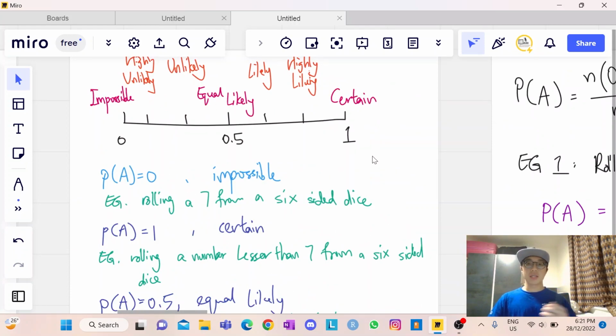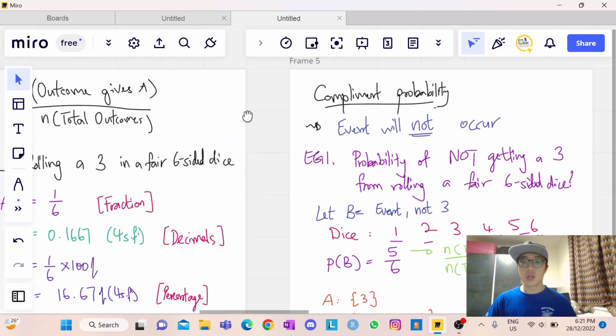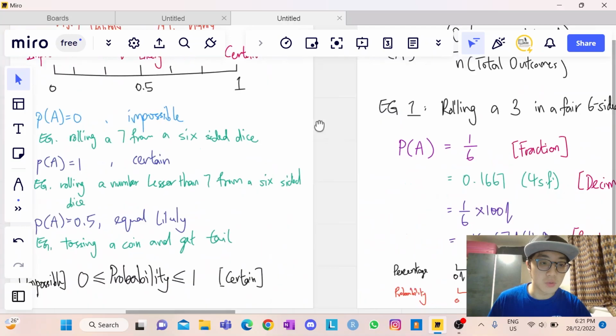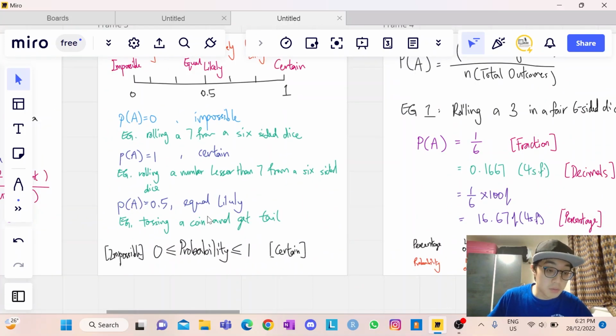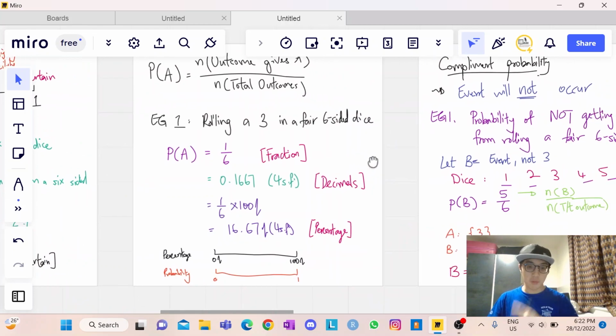As you can see, this is the reason why they are called complement probabilities. They complement each other. If an event is happening, then the probability of it not happening equals 1 minus the probability of it happening. I hope you guys understand this. And probability will always be between 0 and 1, whether in decimals or in fractions. You will never get a probability higher than 1. If you get any probability higher than 1, something is wrong with your working, so you need to double check it.